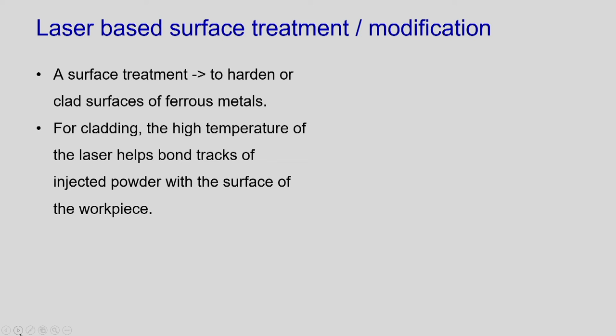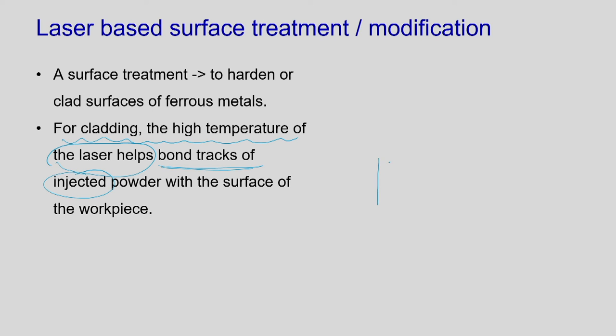The next process is the cladding process. In the cladding process, we are adding a foreign material over the laser processed material. Due to the addition of the foreign material, there is a change in the surface properties of the material. For cladding, the high temperatures of the lasers help in bonding the tracks of the injected powder. Here we are injecting a powder, and to have the bonding of this injected powder with the substrate, we have to increase the temperature, and the lasers help here to increase the temperature of the substrate as well as the powder to be bonded.